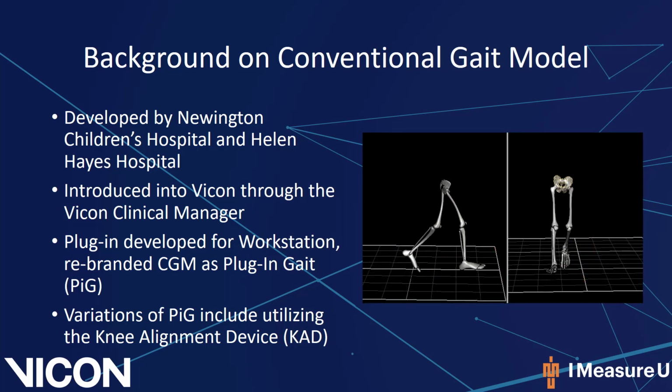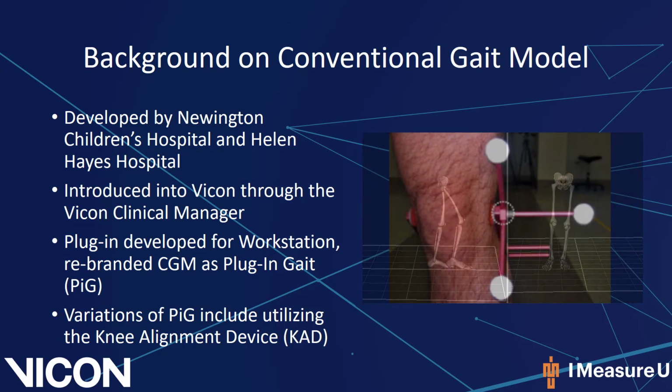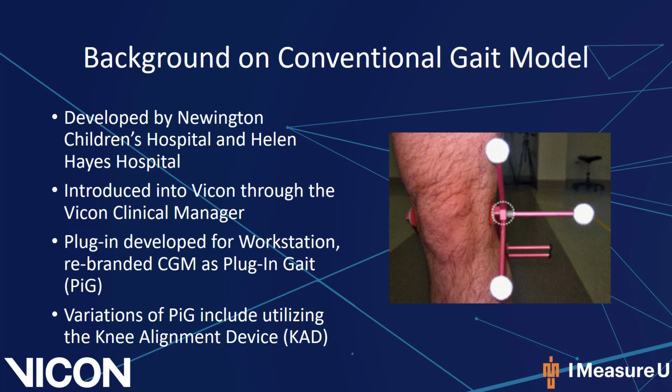Since its inception, variants of the CGM have been developed by research groups and then widely accepted by the research community. One such example is the implementation of the knee alignment device, which helped ease the burden of accurate marker placement on the thigh and shank.